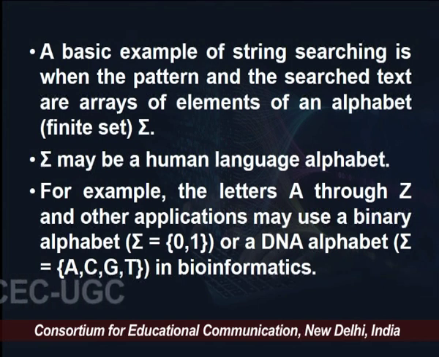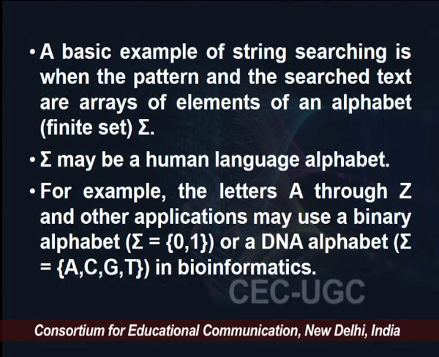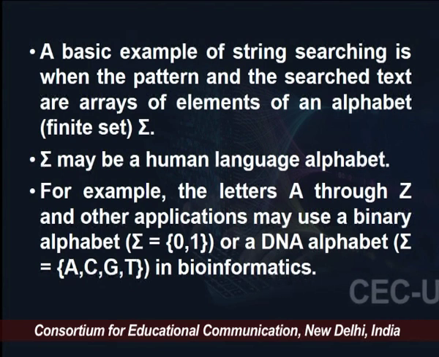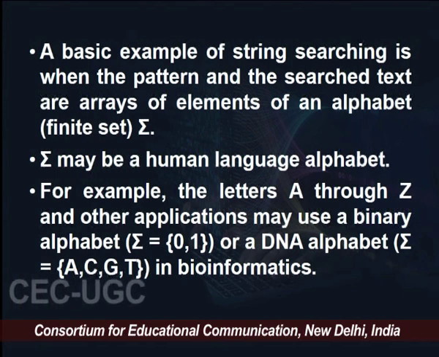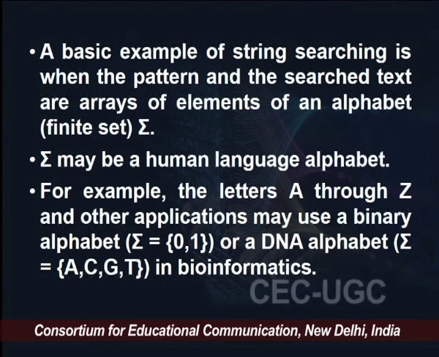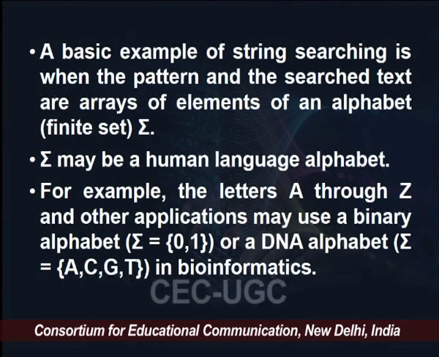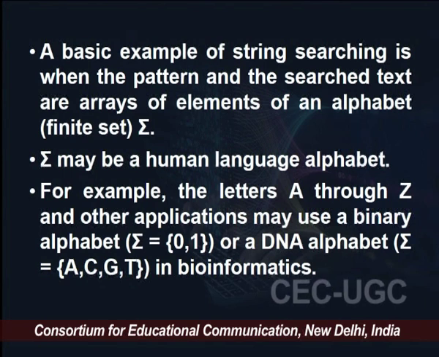If we talk about the most basic example of string searching, let us say we have a pattern, and the searched text which we are searching is an array of elements of an alphabet, a finite set sigma. That finite set sigma may be a human language alphabet. For example, let us take the example of the English language. We have letters A through Z, and other applications may use a binary alphabet.